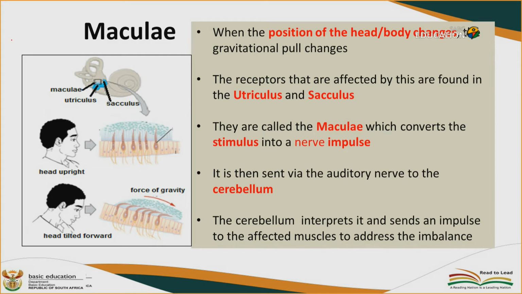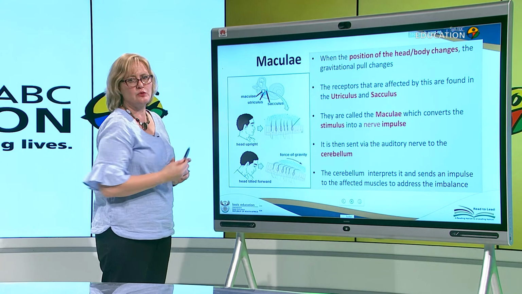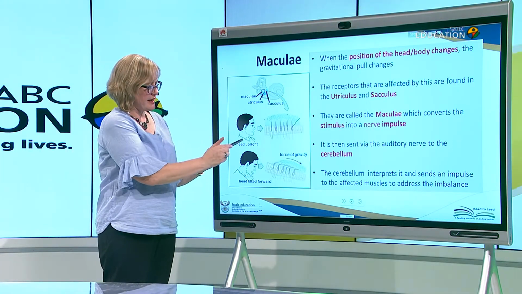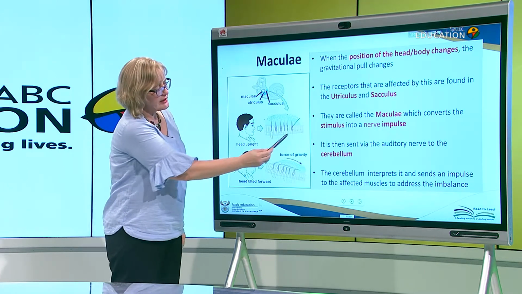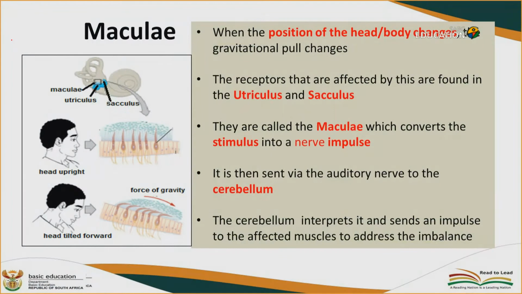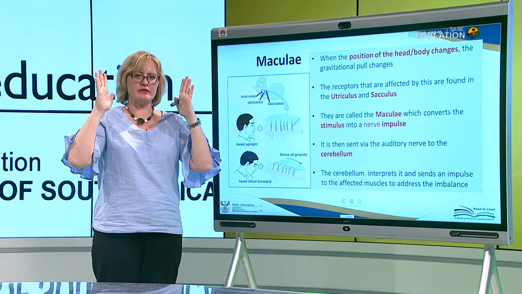Right, so the macula is found within the utriculus and sacculus. There it is, in the middle there, in that liquid there. If your head is upright like this little man here, your macula would look like that. There are little crystals there on top. There's a jelly-like layer there, and there are hair cells. So everything is hunky-dory, it's up straight, nothing's happening, everything is fine.